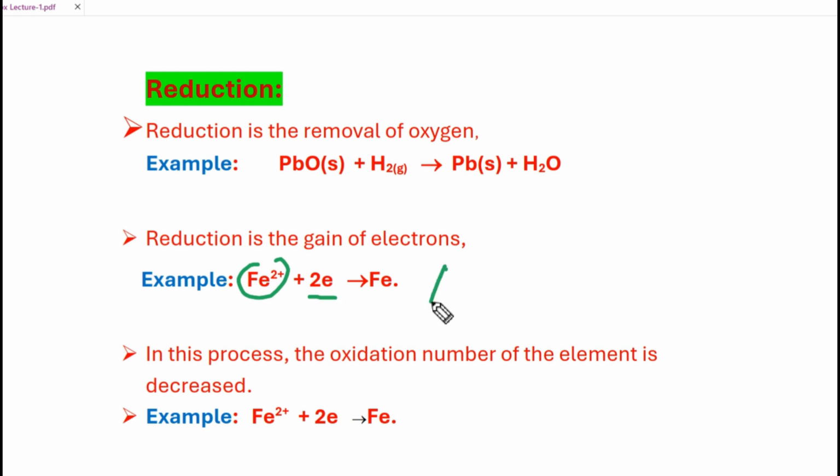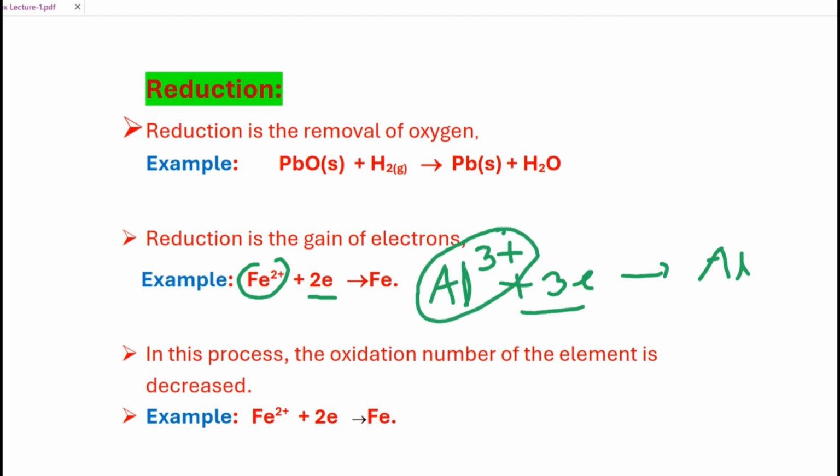Now Al 3 plus gains 3 electrons to form Al. This reaction is also known as a reduction reaction, as the aluminium ion gains 3 electrons. If electrons gained, reduction. If electrons lost, oxidation.